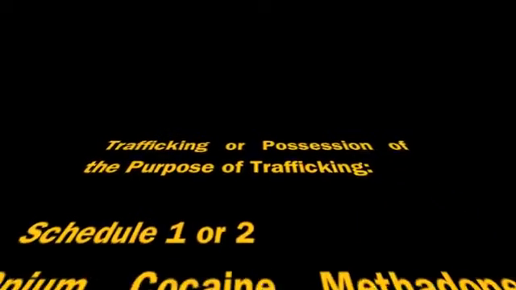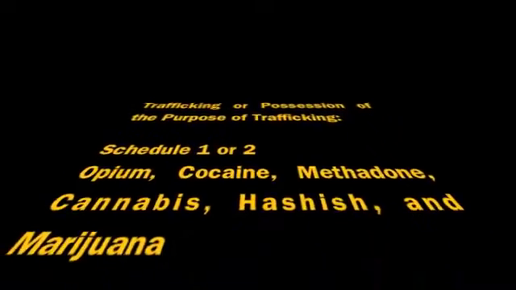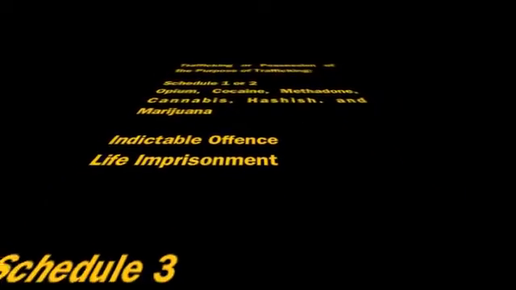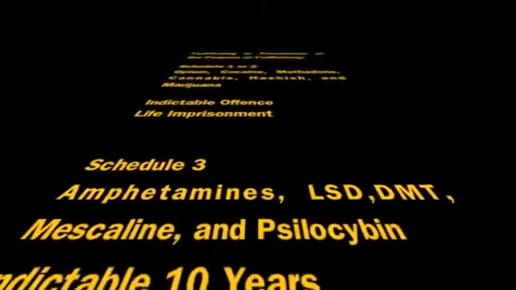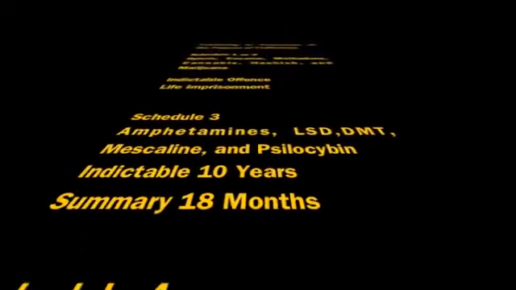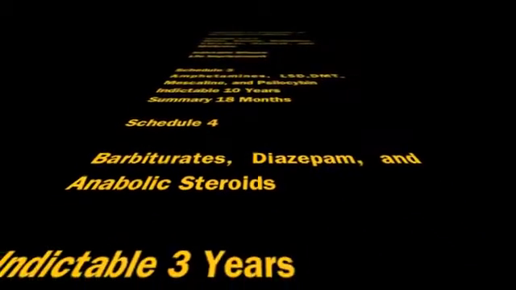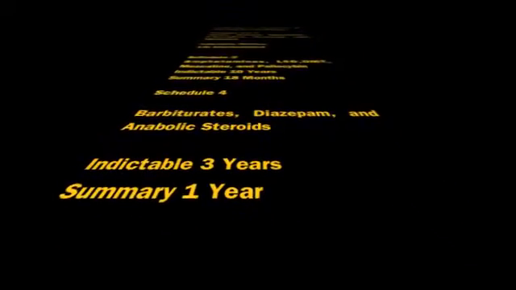Now let's take a look at the penalties for trafficking or possession for the purpose of trafficking. Schedule 1 or 2 is an indictable offense with a maximum penalty of life imprisonment. Schedule 3 has an indictable offense with a maximum penalty of 10 years and a summary offense with a maximum penalty of 18 months. Schedule 4 has an indictable offense of 3 years and a summary offense of 1 year.